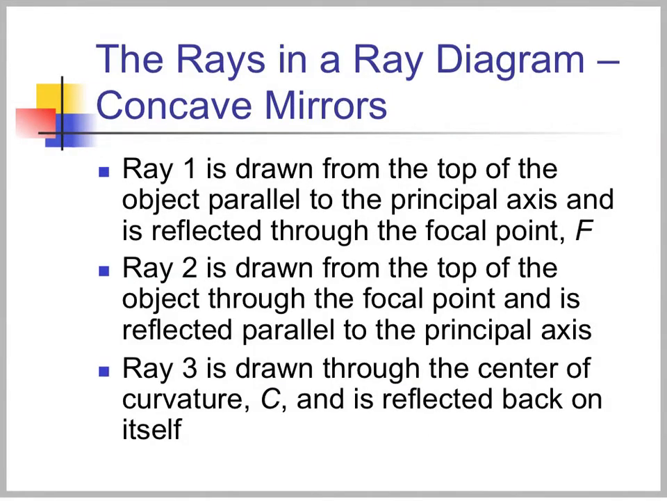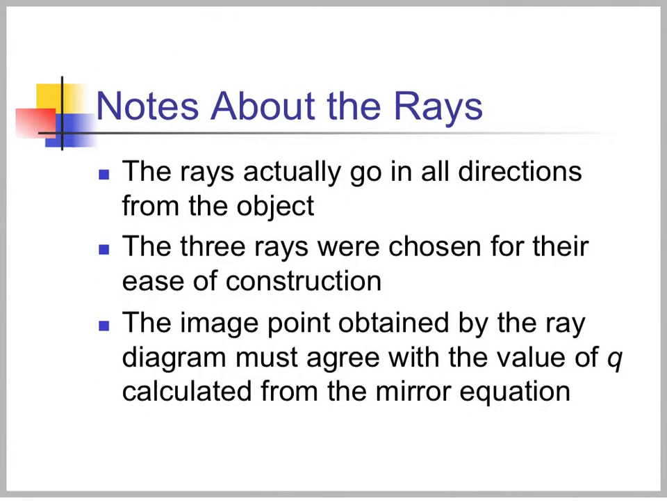So ray 1 is drawn from the top of the object parallel to the principal axis, and is reflected through the focal point. Ray 2 is drawn from the top of the object through the focal point and is reflected parallel to the principal axis. Ray 3 is drawn through the center of curvature and reflected right back on itself. Now, the rays actually go in all directions from the object, not just those three special ones that we've chosen. But those are chosen because of the ease of construction. And the image point obtained by the ray diagram must agree with the value of Q calculated in the mirror equation.